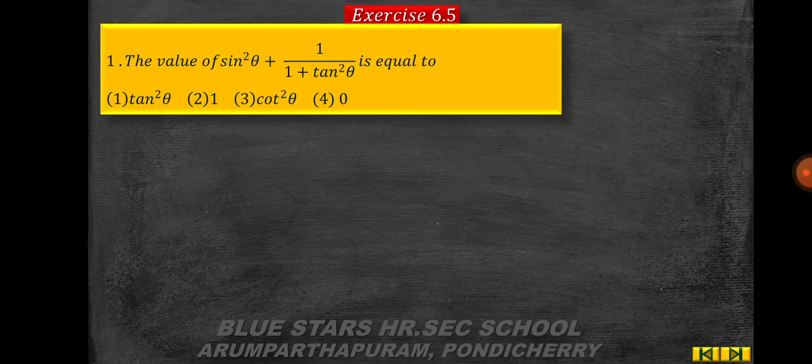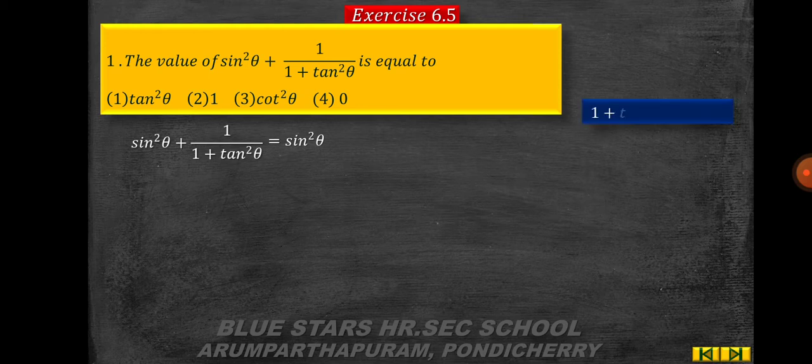The value of sin square theta plus 1 by 1 plus tan square theta is equal to: option 1 tan square theta, option 2 1, option 3 cot square theta, option 4 0. The solution: the given is sin square theta plus 1 by 1 plus tan square theta.